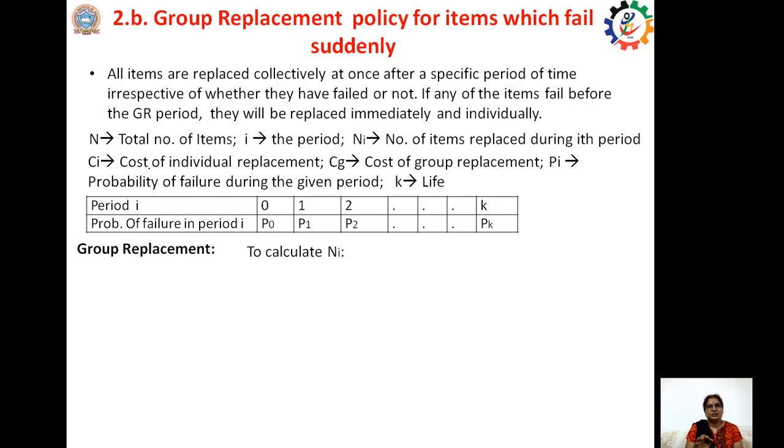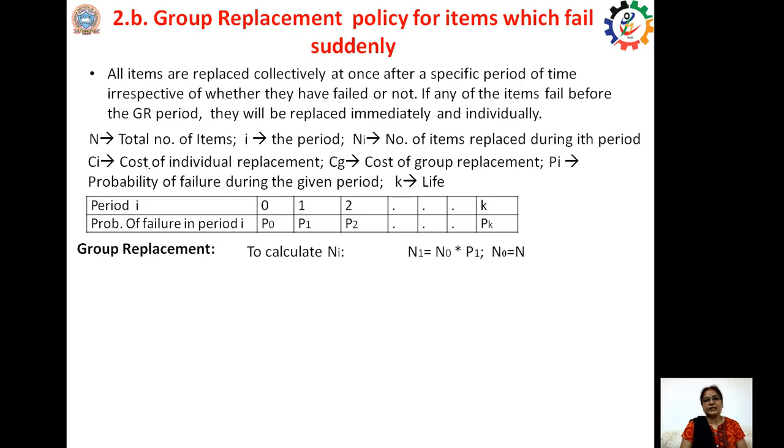I already mentioned group replacement has got two parts. One is group replacement cost, the other one is individual replacement cost. Reason is, supposing the duration which you have considered is 12 months, there is every chance that every month, once the usage starts, at any time the item may get failed. So items which fail other than at the end of 12 months, during first month, during second month, during third month, all of them should be replaced individually and immediately. That cost is called individual replacement cost under group replacement.